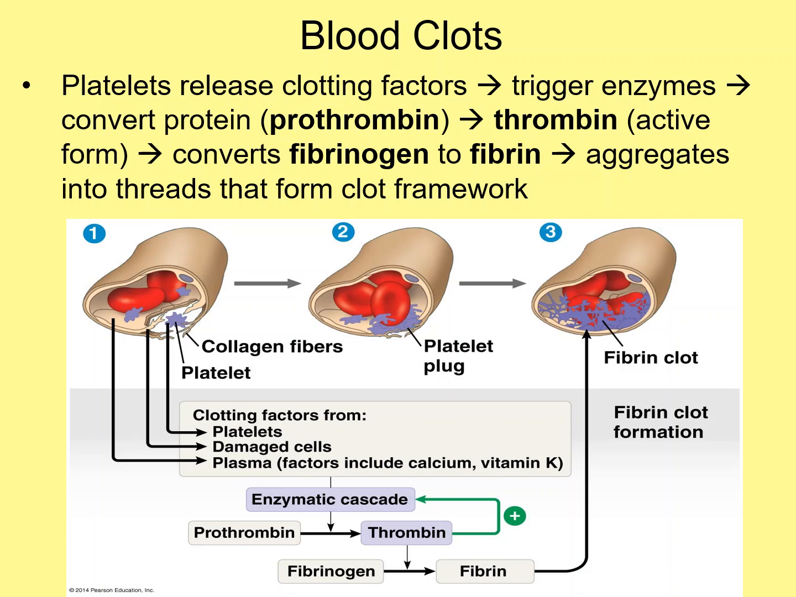And then thrombin, in turn, as we can see on the diagram here, increases the enzyme response. Thrombin can also convert prothrombin to thrombin, so essentially it can activate itself once it's converted to the active form. Thrombin also, in turn, will convert fibrinogen, which is the inactive form, to fibrin, which is the active form.